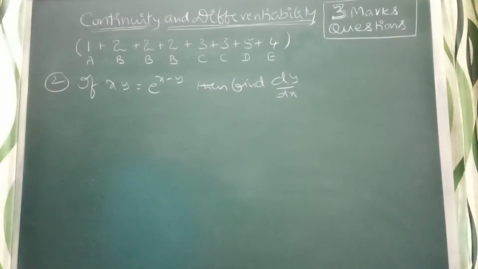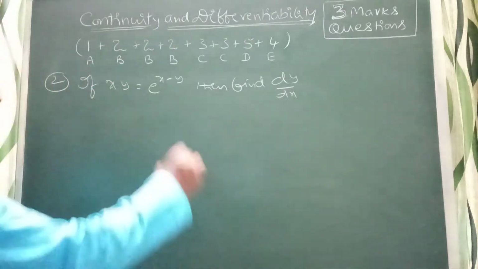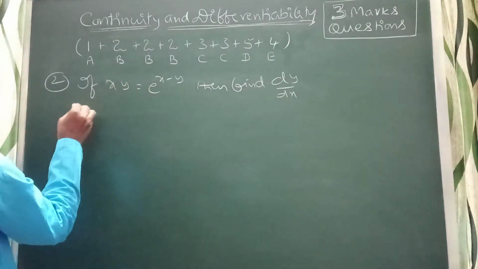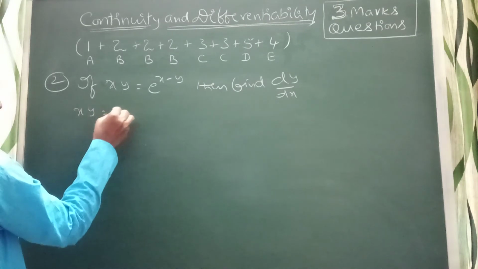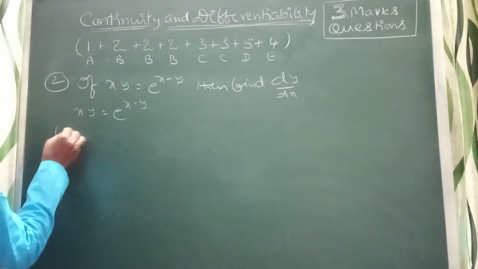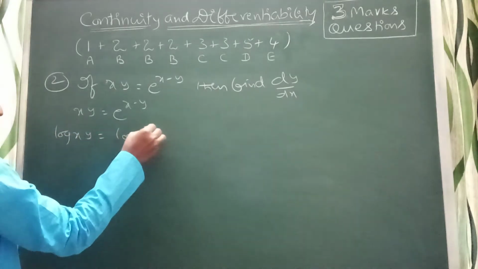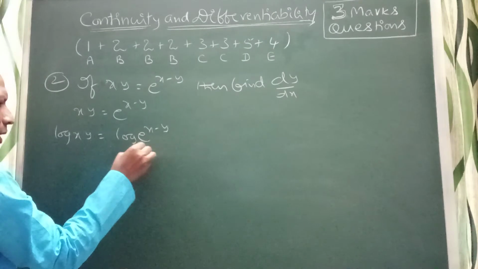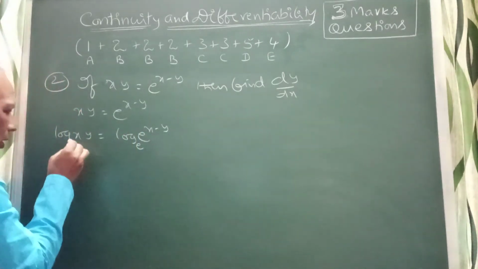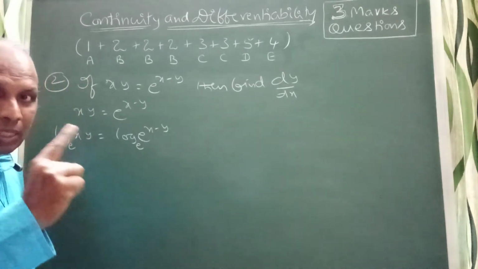Now see this problem. x^y equal to e^(x minus y). Then find dy by dx. In this problem, again you can consider x^y is equal to e^(x minus y). Consider logarithm on both sides. Log of x^y is equal to log of e^(x minus y). Base we can consider as e only. When I have not written any base, consider it as e only.